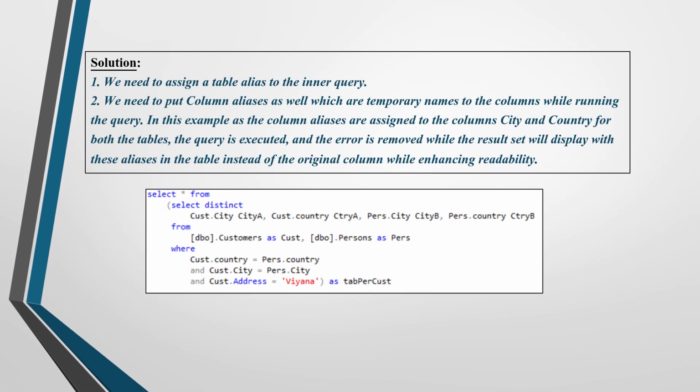Solution. 1. We need to assign a table alias to the inner query. 2. We need to put column aliases as well, which are temporary names to the columns while running the query. In this example, the column aliases are assigned to three columns, city and country for both the tables, the query is executed and the error is removed, while the result set will display these aliases in the table instead of the original column names, enhancing readability.